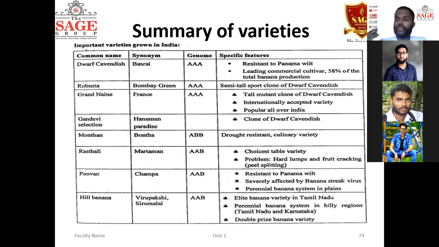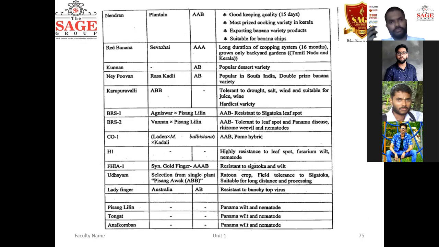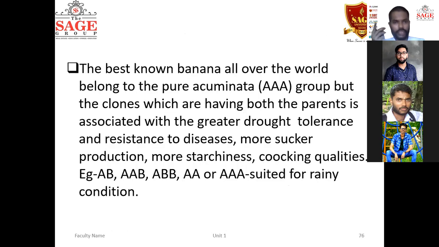So this is one summary. You can go through all these things. If you need not go through them individually, at least these things you can remember. Two charts are there in which all the important genome-wise varieties are given. You can refer to this also. Here the important characters are given, and hybrids are also given here. You can go through all these things in the PPT.